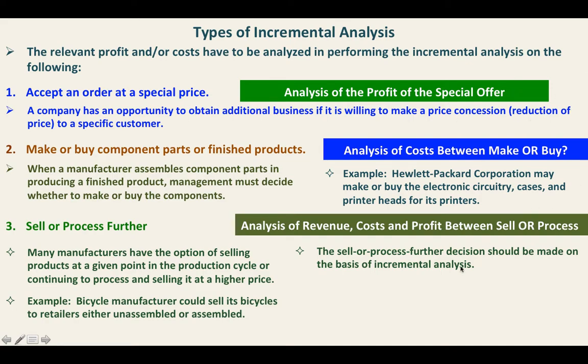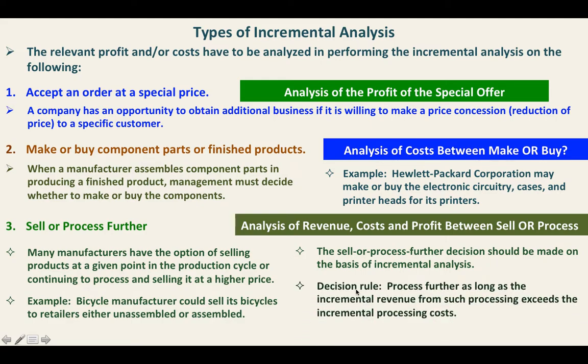The sell or process further decision should be made on the basis of incremental analysis. So the decision rule on the incremental analysis is that it is beneficial to process it further as long as the incremental revenue from such processing exceeds the incremental processing cost. Okay?